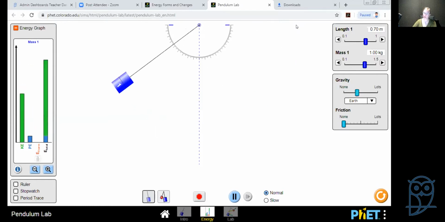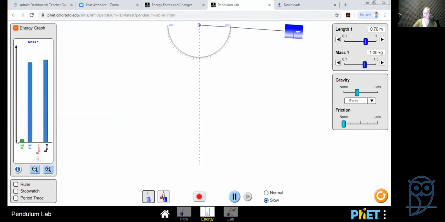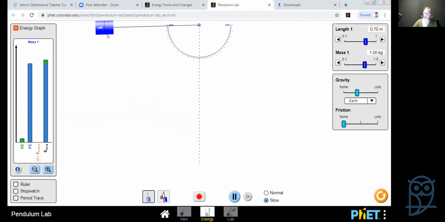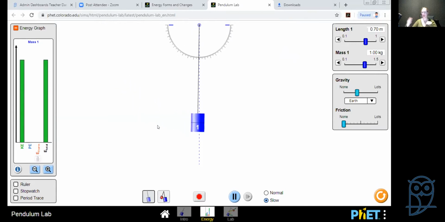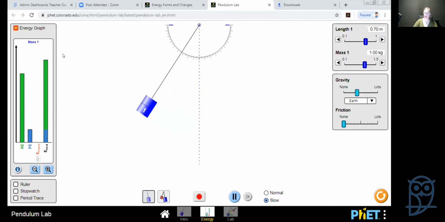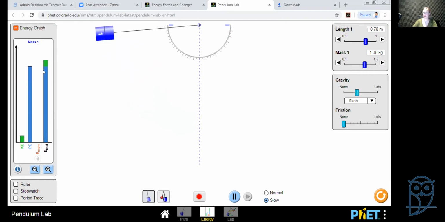As I start swinging it, I'm going to slow it down. You will see as it reaches this point here, it has the greatest amount of kinetic energy. Here it has all of its kinetic energy, and now everything is going back to potential energy. So as the pendulum swings, it switches between the kinetic energy and the potential energy, but the total energy that this system has stays the same.